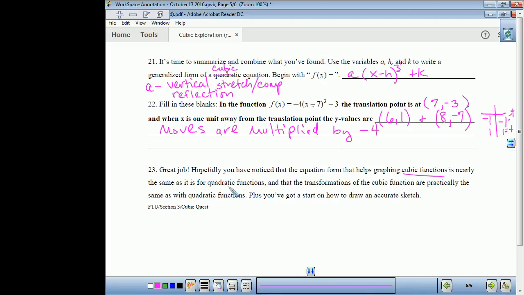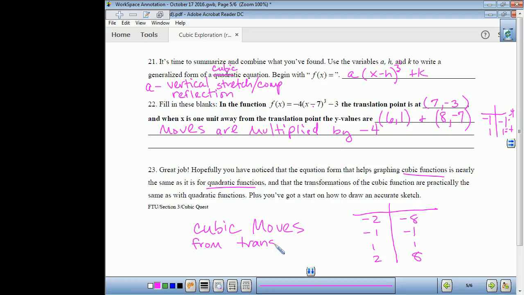Okay, so cubic functions, with their transformations, it's just like it was with quadratics. It's just like it was with absolute value. We just have a new set of moves. Our moves, once again, for a cubic, come from cubic. -2 cubed, -8. -1 cubed, -1. 1 cubed, 1. 2 cubed, 8. And these are moves from the translation point. And that translation point is where the inflection happens.